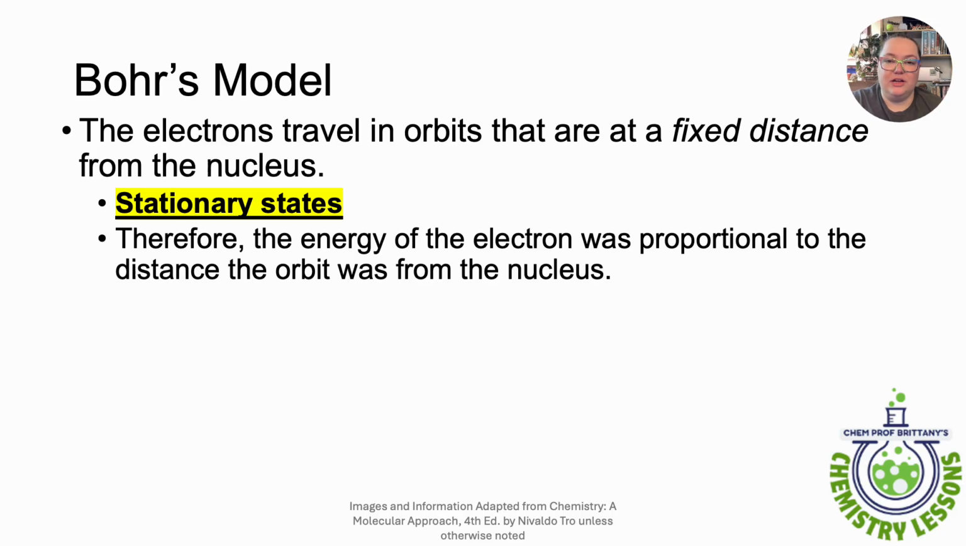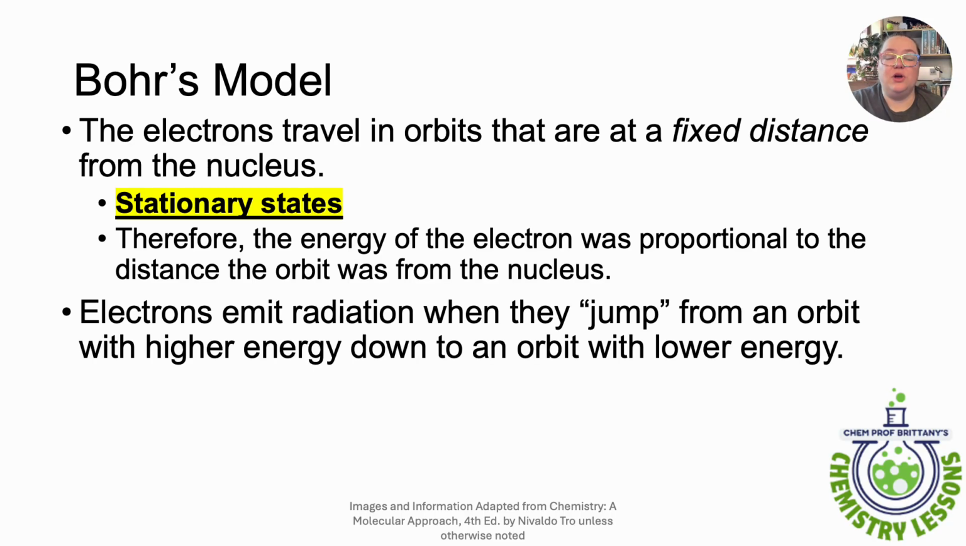Electrons, because of their fixed amount of energy, are traveling in orbits that are at a fixed distance from the nucleus. We call that a stationary state. What that means is the energy of that electron is proportional to the distance of the orbit. Whenever we add energy to an electron, it will jump up. So an electron goes, let's say, from here to here. Then when it drops back down, whatever amount of energy was associated with that change in distance is emitted as light.